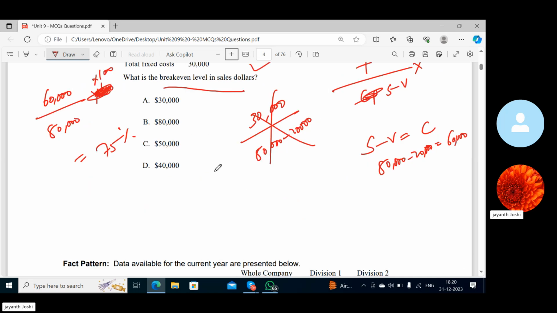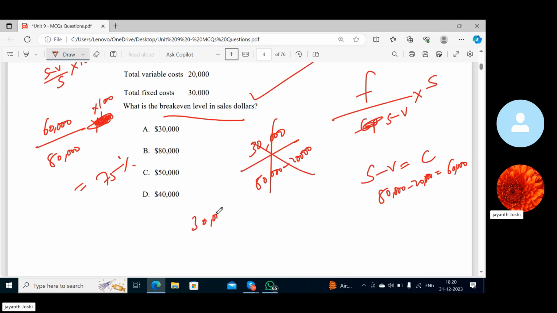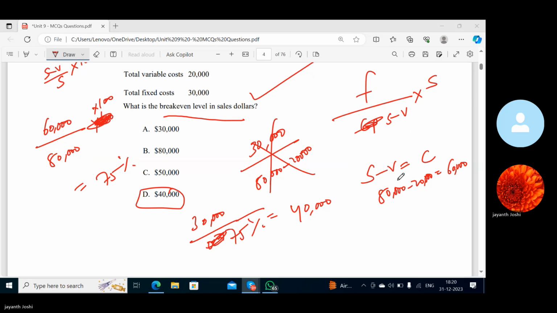We have fixed cost, right? 30,000 divided by 0.75. Can you tell me what's the answer? You'll get the break-even sales: 40,000. Please note it down. If we take total sales, total volume in the formula, we are getting 40,000 only, sir. Total fixed cost, total. Okay, then we can take that up.